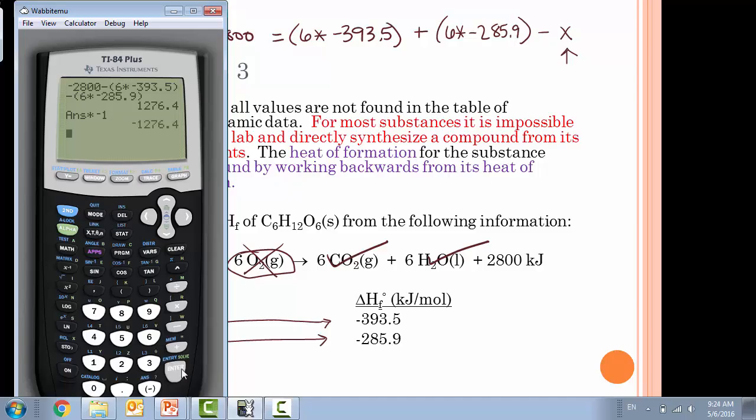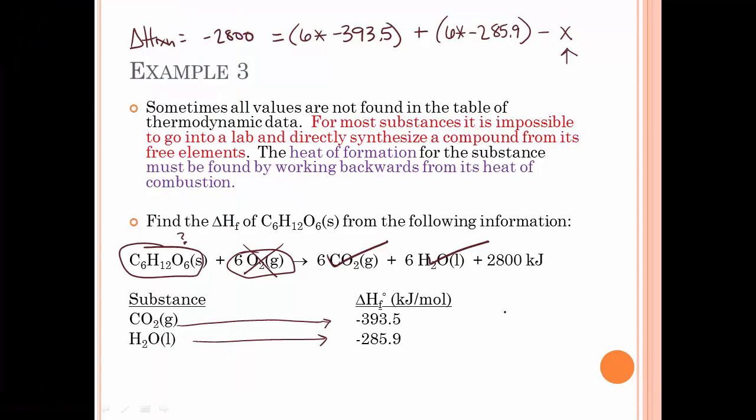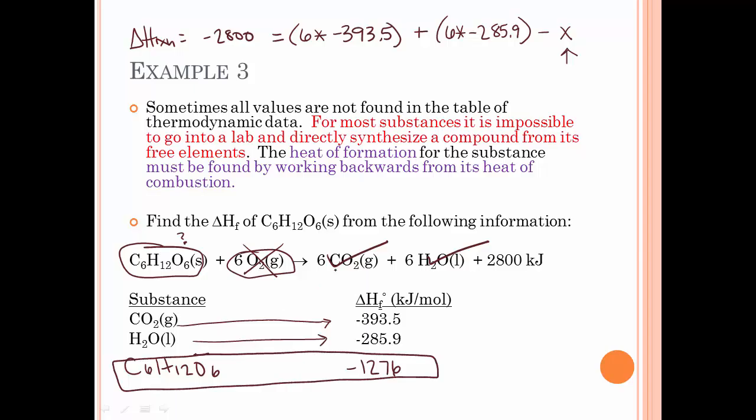Hopefully you don't really need to do that in your calculator. So negative 1276.4. And this one, I guess technically we should only go to the hundredths place. Let's pretend there's a decimal there and go to the ones place. So negative 1276 is going to be our answer. So negative 1276 would be the value in the table for C6H12O6. So that's our answer. That's the delta H of formation for that particular chemical.